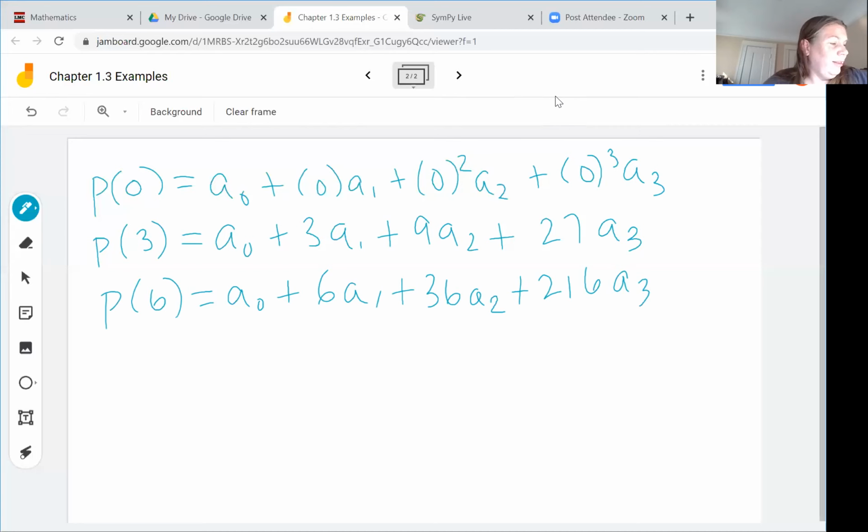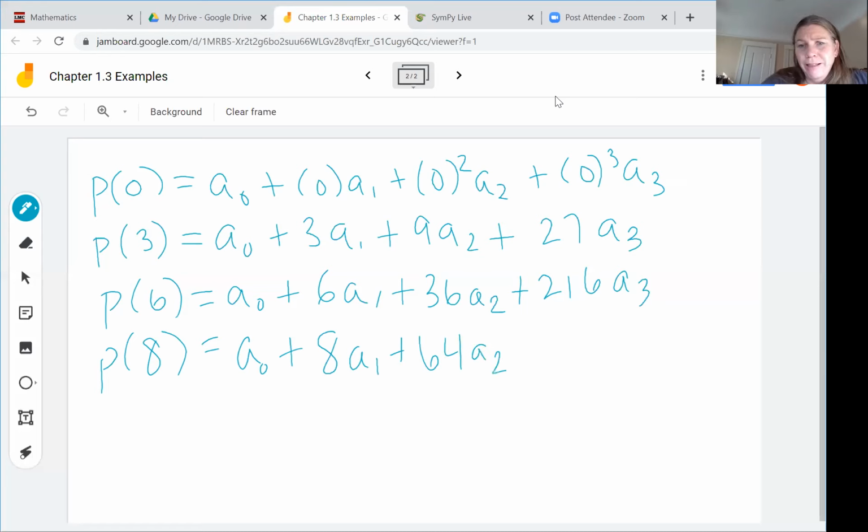And then our last polynomial is P of 8. And so we have a naught plus 8a1 plus 64a2 because 8 squared gives us 64. And then 8 to the third power, I have to look this one up, is 512a3. If you do a lot of computing, you remember the powers of 2, so you might be able to remember that 512. But I double checked it just by typing 8 to the third power, 8 caret 3, in Google.